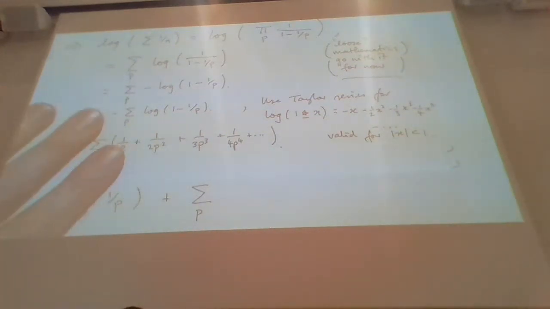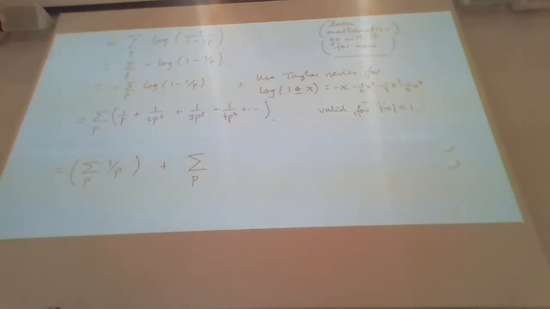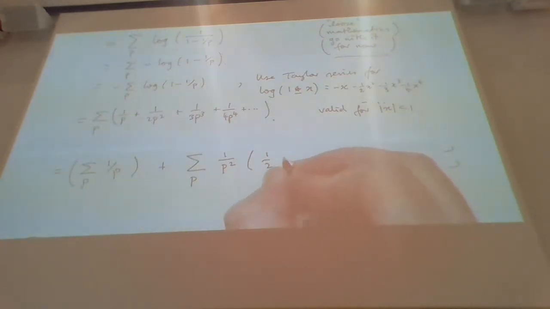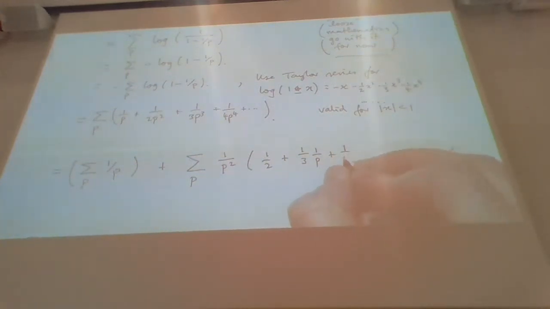Now, all the other terms we can do something with. We can simplify them a little bit. You see, if I leave out the 1 over p, then everything that comes afterwards has a factor of p squared in the denominator, so I could factorize that out. So I'd be left with a half plus a third times 1 over p plus a quarter times 1 over p squared, etc., etc.